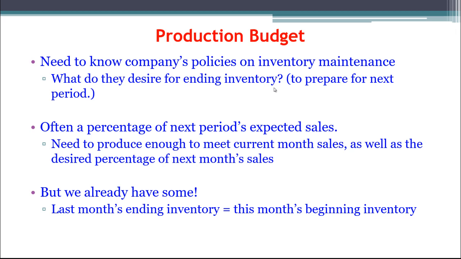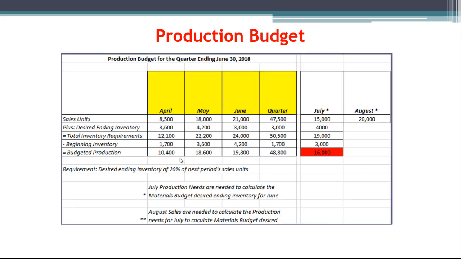In other words, that desired ending inventory. How much do we want left at the end of this period to prepare for next period? We'll see the budget in the next slide, and I think it'll make a little more sense then. It tends to be a percentage of next period's expected sales, whatever management has set. So we need to produce this month's sales plus whatever the desired ending inventory is. But remember, we already have some of that inventory sitting there because last month's ending inventory carried over to be this month's beginning inventory. So here's an example of what might happen.